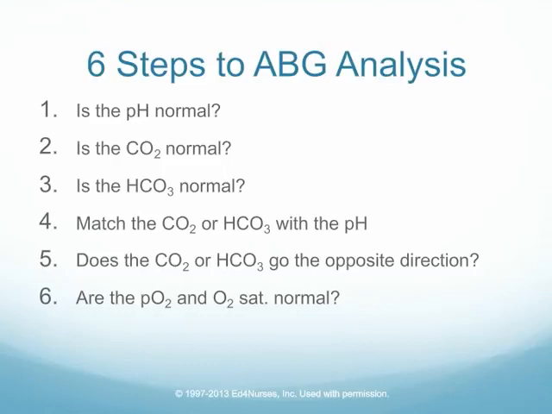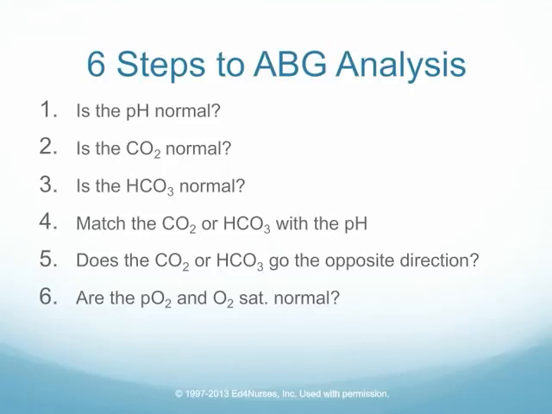So let's take a look at the first step. We ask, is the pH normal, acidotic, or alkalotic? Step number 2, we ask, is the CO2 normal, acidotic, or alkalotic? In step number 3, we ask, is the bicarb normal, acidotic, or alkalotic? Next, we look at the CO2 and the bicarb and determine which one of those matches the pH. In other words, we're looking for the ones that have the same interpretation. If the pH was acidotic and the bicarb is acidotic, those are the 2 that match.